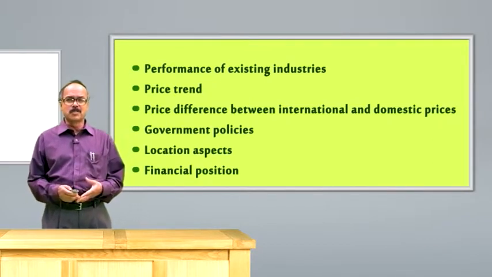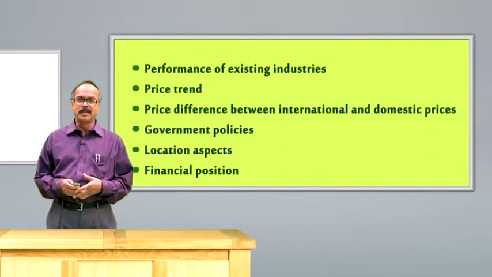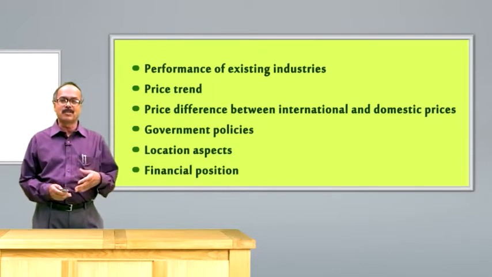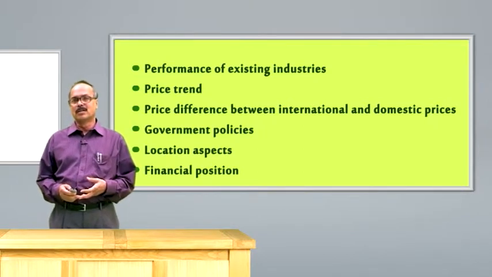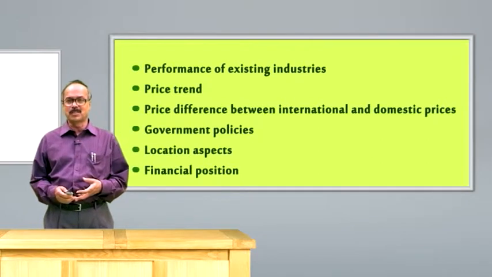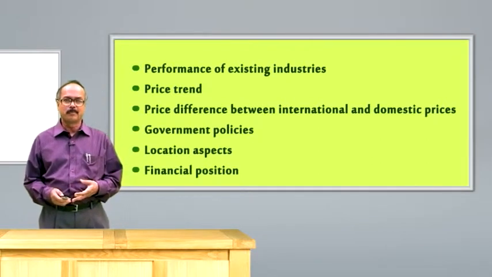Location aspects, another important consideration. The entrepreneur searches for the benefit of location with respect to raw material availability, market proximity, government benefits and other infrastructure availability like road, power and water. Road, power and water, the three most important infrastructures, are essential for any kind of industry to set up.